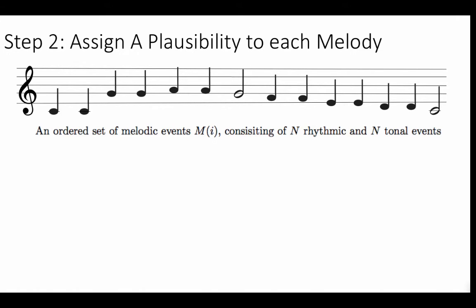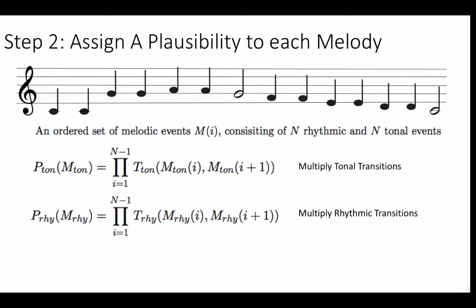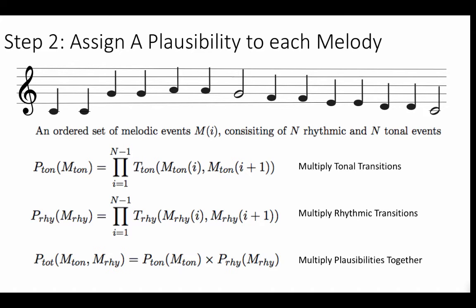Step 2. We can now assign a plausibility to a sequence of melodic events as follows. A set of melodic events consists of n rhythmic and n tonal events. We can calculate a tonal plausibility by multiplying over the probability of all tonal transitions, and likewise we calculate a rhythmic plausibility by multiplying over the probability of all rhythmic transitions. The total plausibility of the sequence can then be determined by taking the product of these 2 plausibilities.